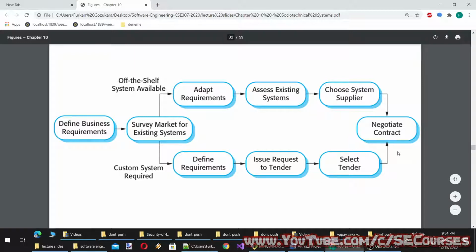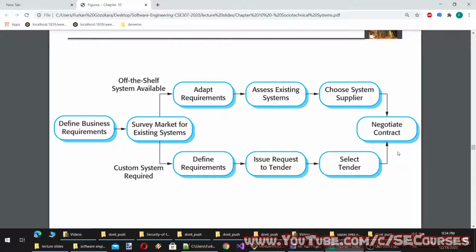However, if you don't buy an off-the-shelf system, it is generally much more expensive. Developing from scratch is much more expensive because an off-the-shelf system is sold to many clients, and therefore it is cheaper.